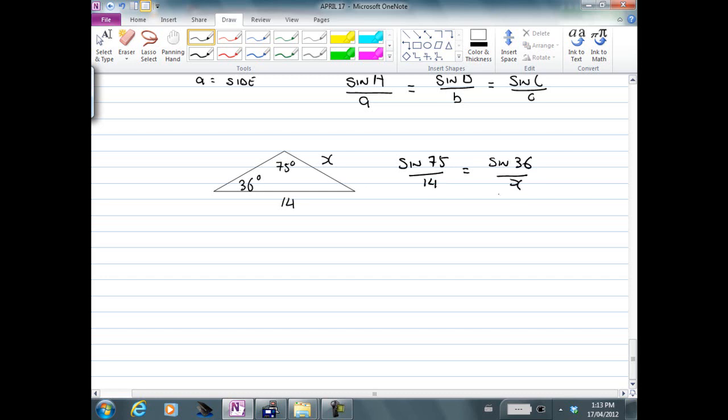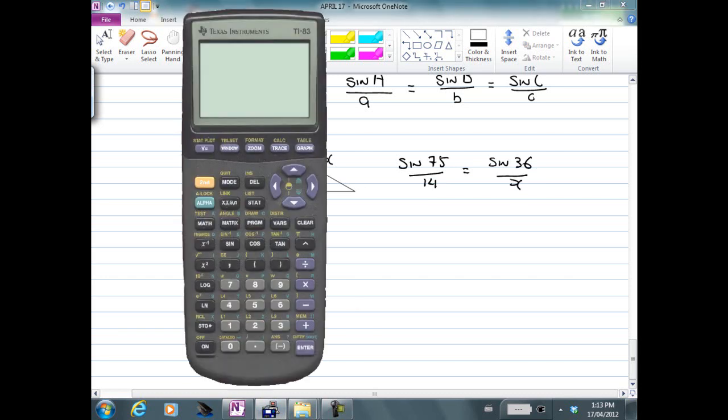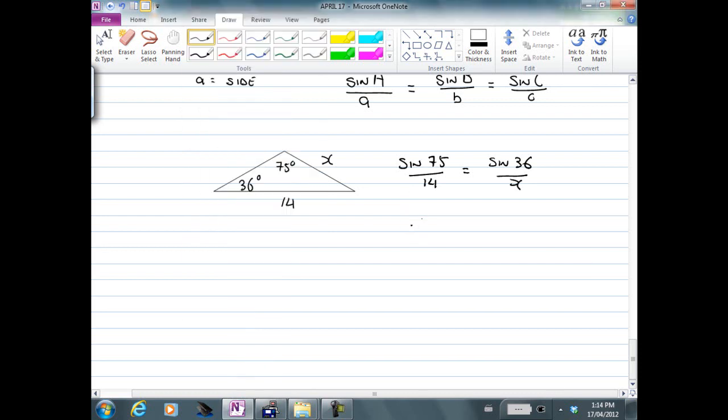Well, grab your calculators, figure this out. I'm going to work with the left side first. So we'll go sine 75 divided by 14. Write this down, 0.0689. There's many ways of doing this. So 0.0689 equals sine 36 over x.